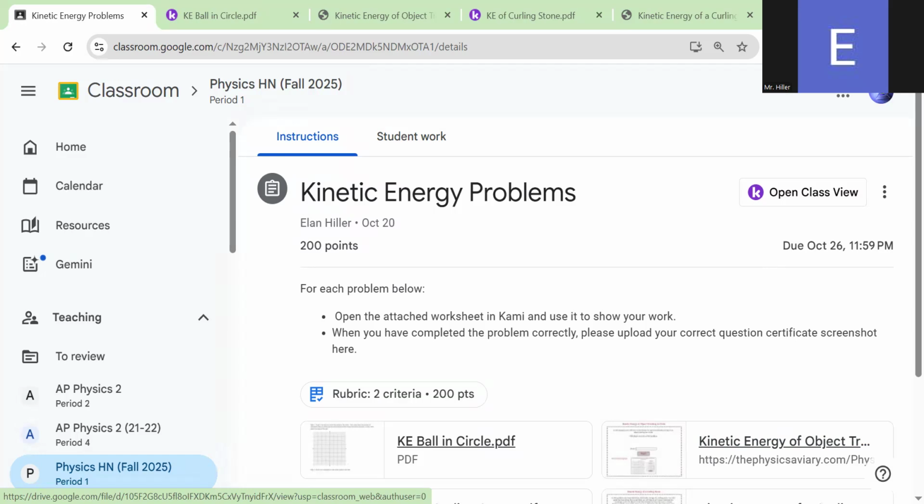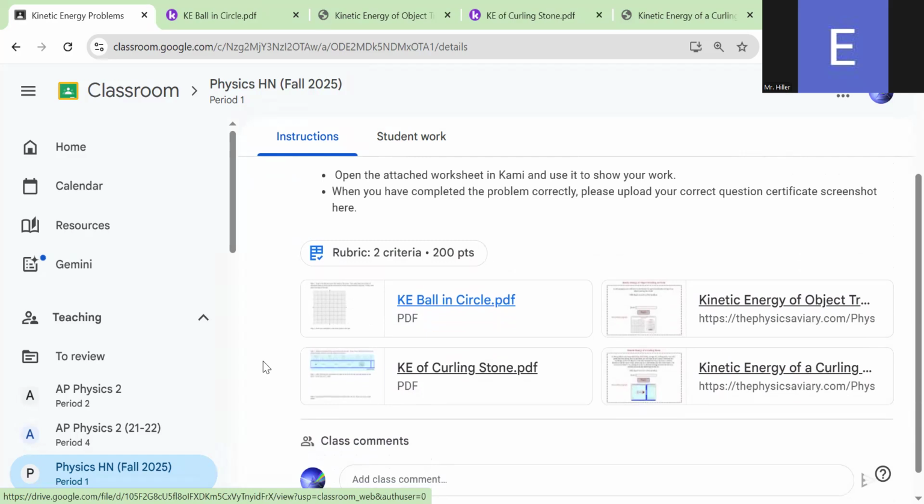Today we're going to begin our kinetic energy problems. These are fairly straightforward problems as kinetic energy relates to the energy of motion, so all we need is mass and velocity. Now, there might be an instance, or there will be an instance, where we have to calculate the velocity based on distance and time, okay? But we'll get to that when we get to that.